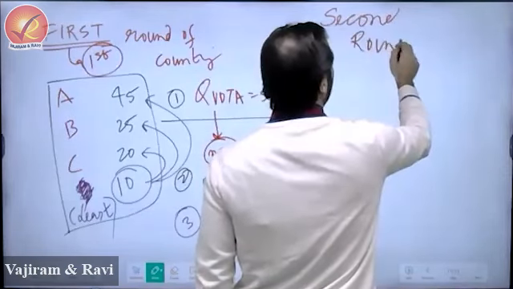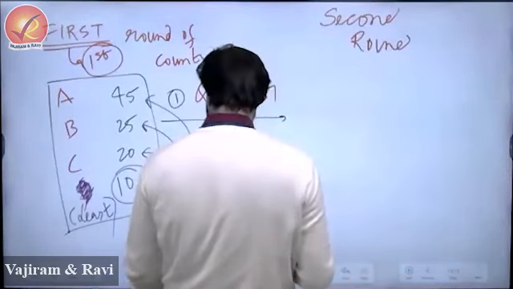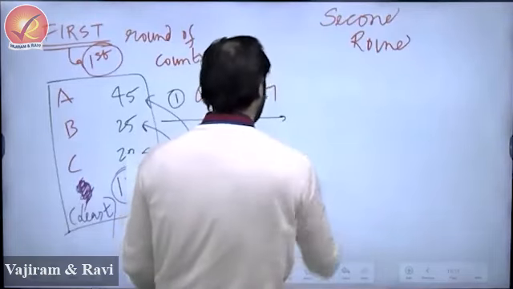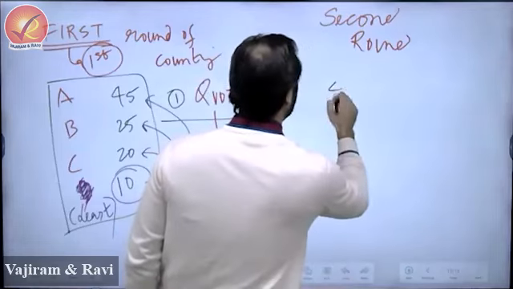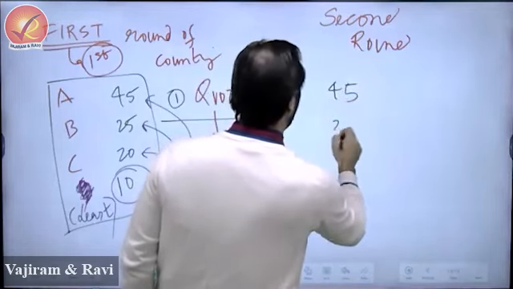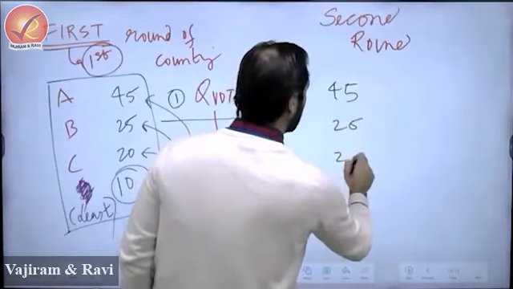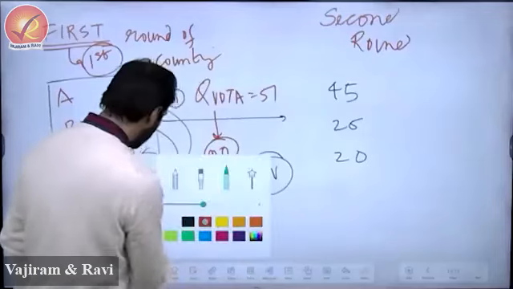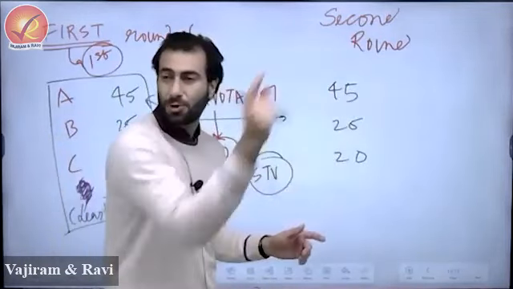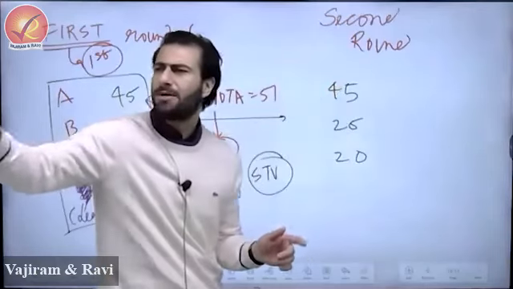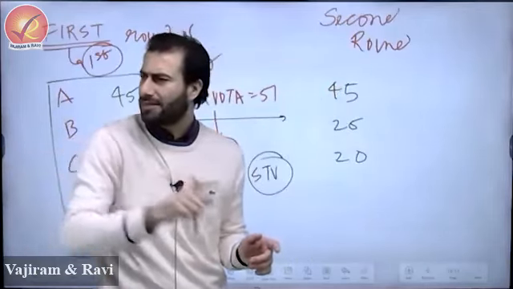Don't ask me from where these numbers have come. They all are hypothetical. In the first round, A had got 45, B had got 25, C had got 20. This is the first round result. These 10 ballot papers I transfer to ABC. All the numbers are hypothetical. Don't ask me from where these numbers came.